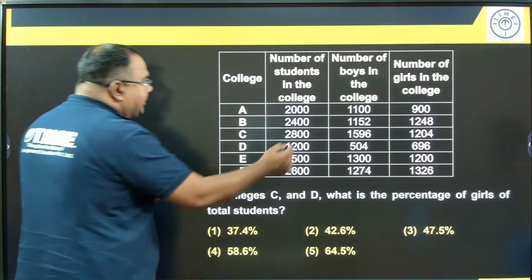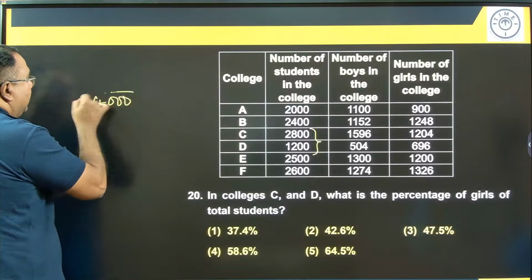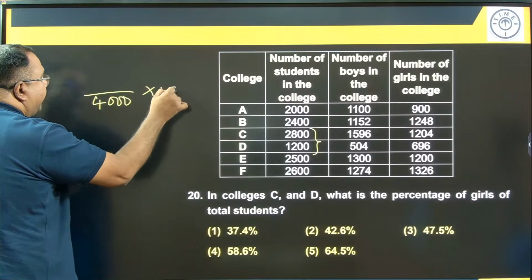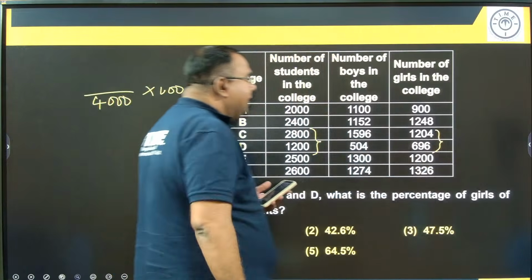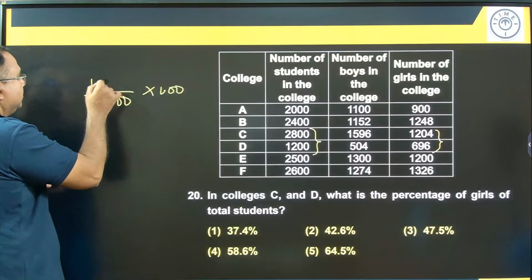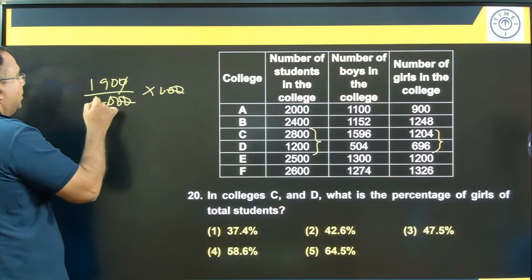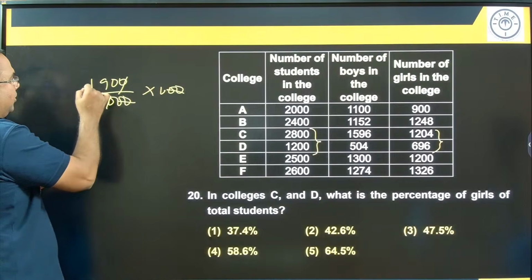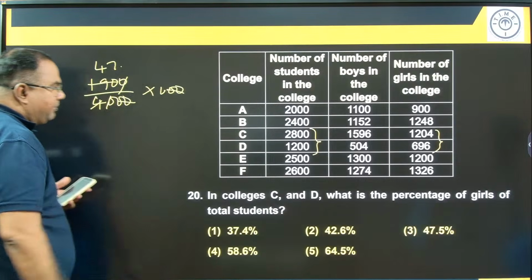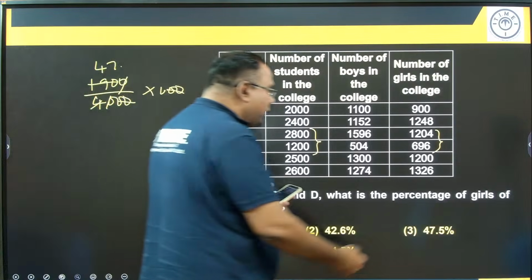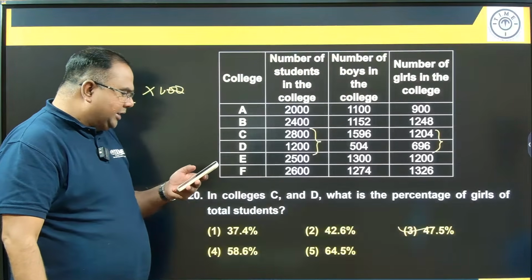What is the total students in C and D? 4,000. How many are girls in C and D? 1,900. Right. So this is how much? 4 4s are 16, 30, 47 point something. 47 point something is present in the third option. No need to simplify also. Correct? Rajan, correct answer. Sumant, correct answer.